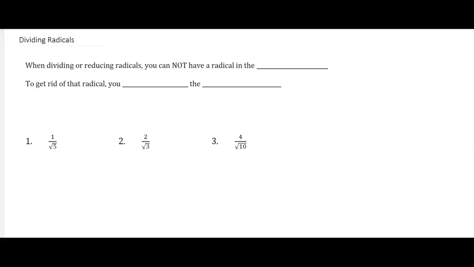Okay, so we know how to simplify radicals. We've done adding, subtracting, and multiplying. The last operation is dividing, and sometimes dividing can be tricky, and so that's why we're doing it separately. When reducing radicals, you cannot have a radical in the denominator. So you may not leave an answer.